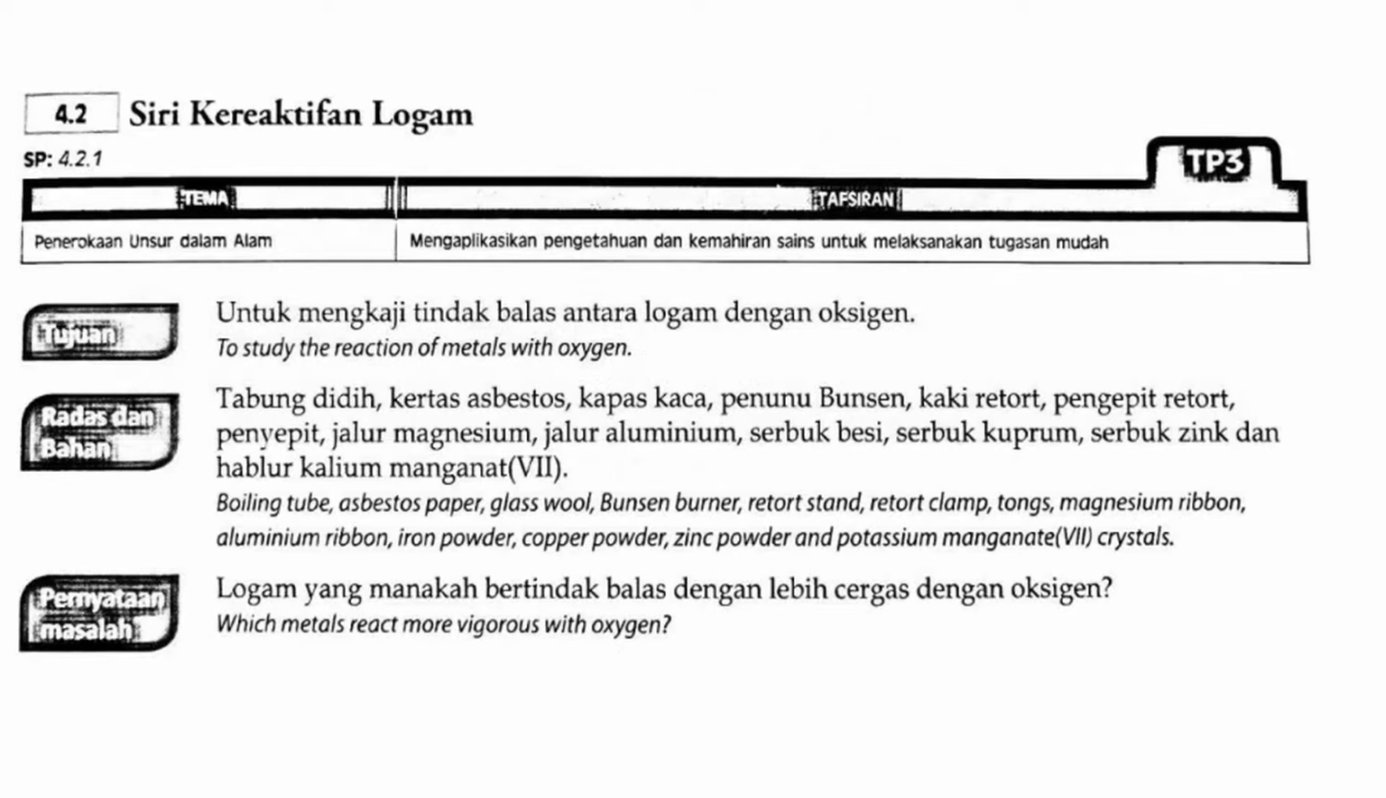Science Process Skill, Form 3. Chapter 4. Aim: to study the reaction of metals with oxygen. Apparatus: boiling tube, asbestos paper, glass wool, Bunsen burner, retort stand, retort clamp, tongs, magnesium ribbon, aluminium ribbon, iron powder, copper powder, zinc powder and potassium manganate(VII) crystals. Problem statement: which metals react more vigorously with oxygen?